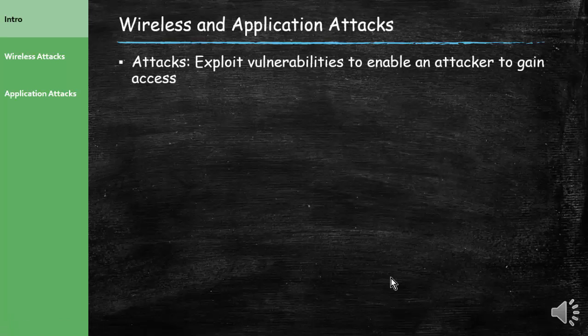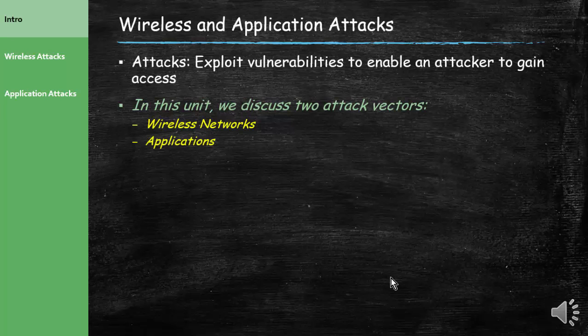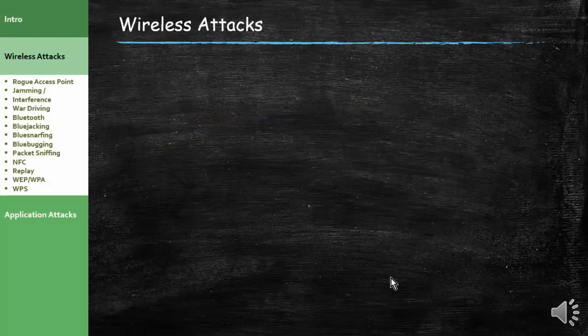What is an attack? An attack is a vulnerability that enables an attacker to gain access. And that's mostly what we're going to talk about for wireless and applications. Let's talk about wireless attacks first. So we're going to talk about some vulnerabilities in wireless networking.